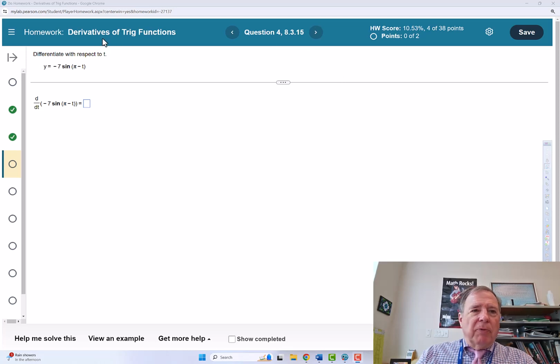This is question 4 of the derivatives of trig functions assignment. Differentiate with respect to t. So y equals -7 sine(pi minus t).